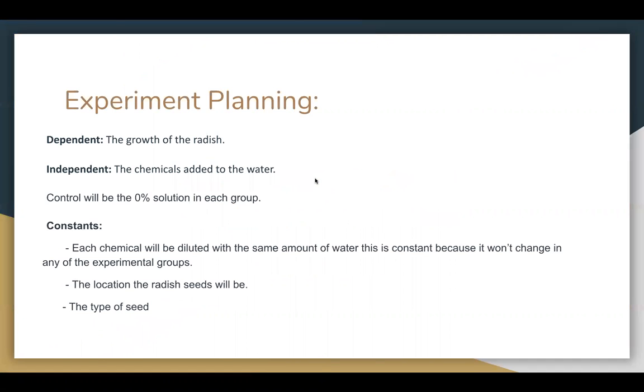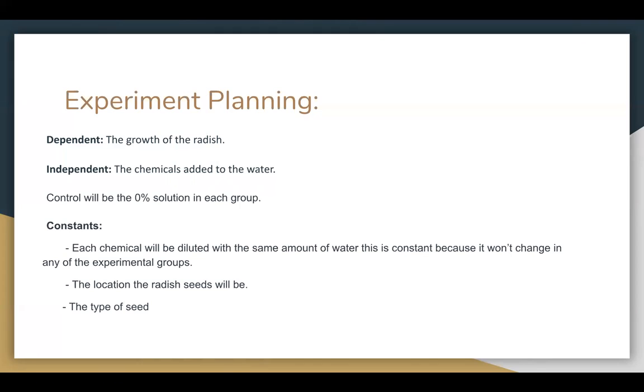So in my experiment planning, my dependent variable was the growth of the radishes. My independent was the chemicals added to the water. My control was the 0% solution in every group that I used. And the constants were each chemical will be diluted with the same amount of water. This is constant because it won't change in any of the experimental groups. So all of them are going to reflect the same amount.